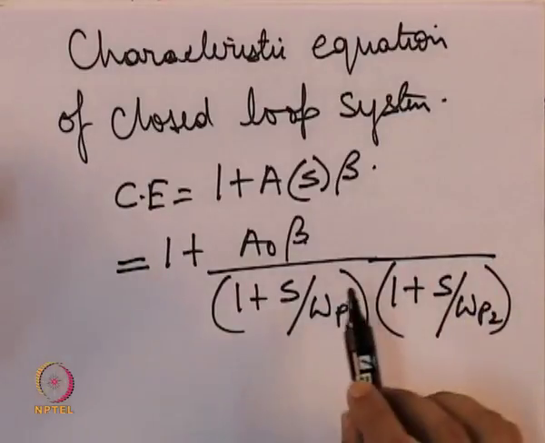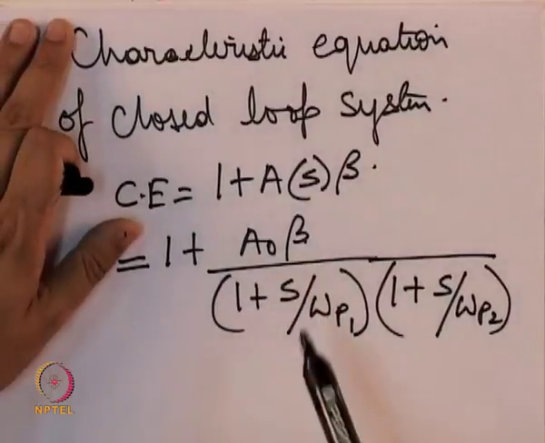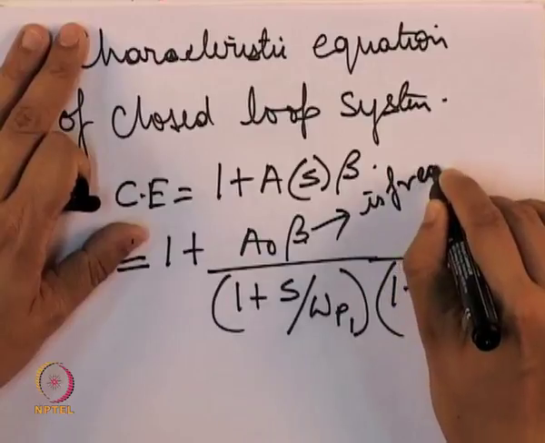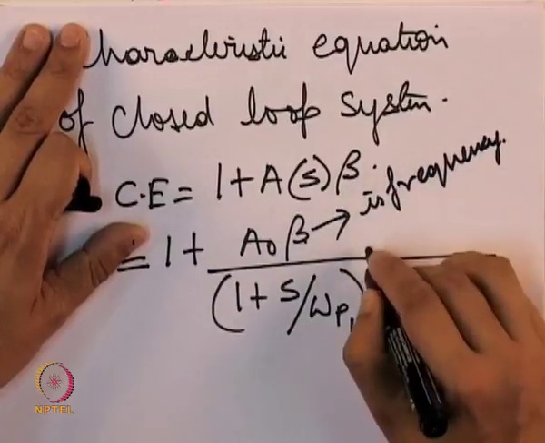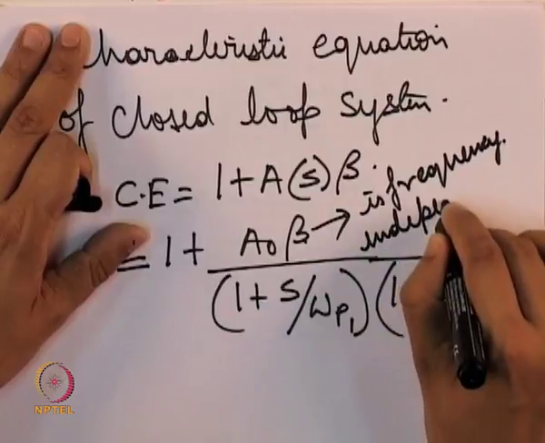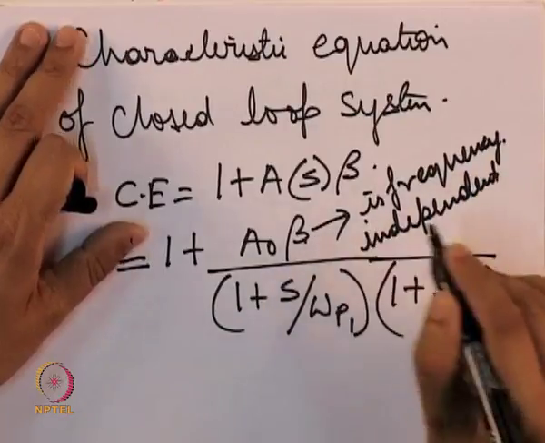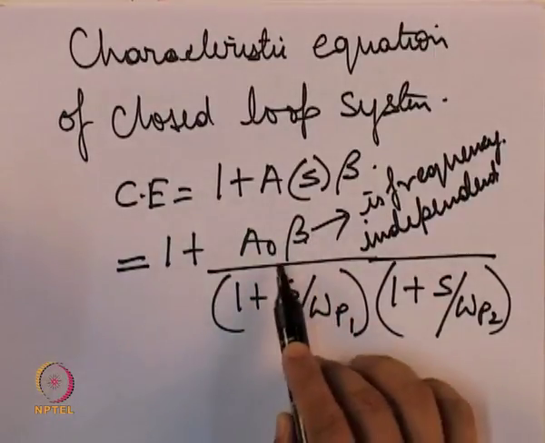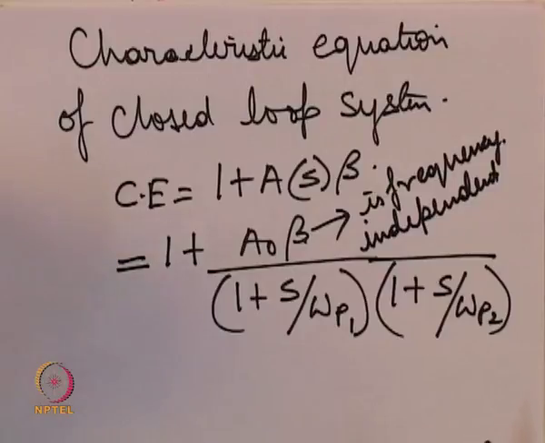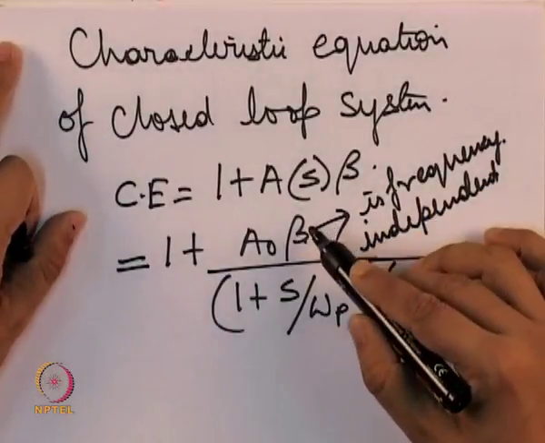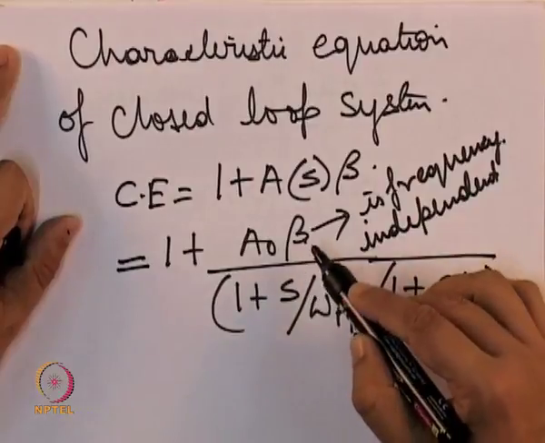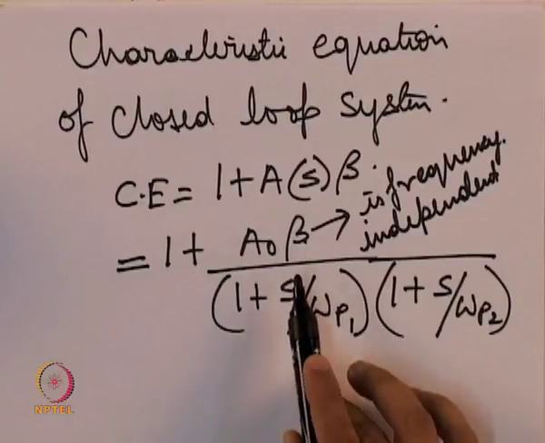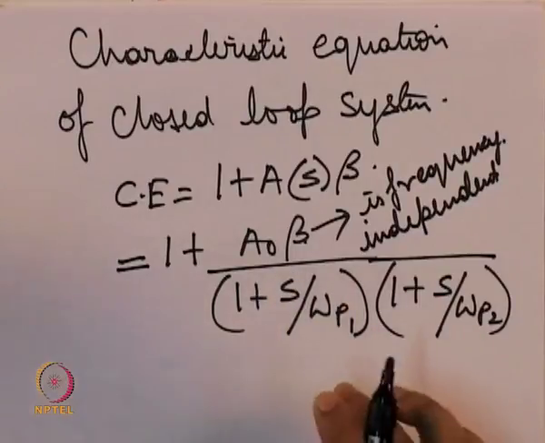Now, here I should mention about this beta. This beta is frequency independent, which means that the beta is not a function of s. It remains the same for all frequencies. Now, such types of feedback networks are of course possible. For example, if we have a purely resistive feedback network, then beta indeed will be independent of frequency.